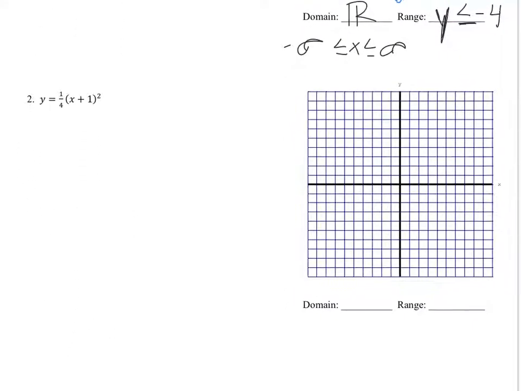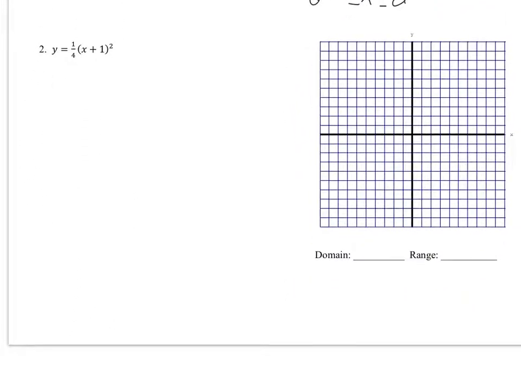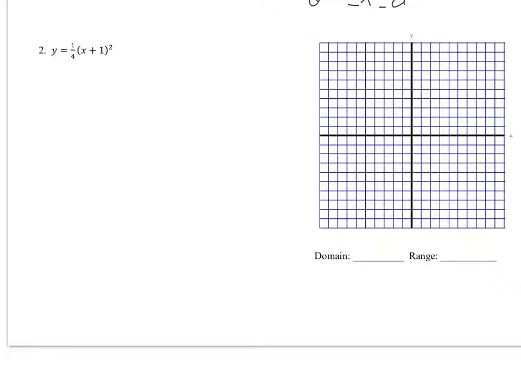Next one. This one again is in vertex form. So when I look at this, my vertex is going to be (-1, 0). I moved left 1. I did not move up and down. So again, you go to your calculator. This is where you have to be able to use your calculator.